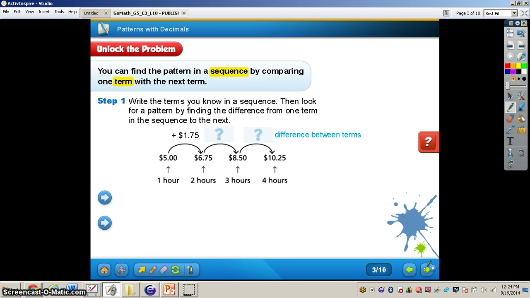Now, taking a look at this problem, the first thing we need to do is underline that question that we have to answer. And I want you to underline, how much should it cost Jason to rent a canoe for 7 hours? That's what we're going to check out.